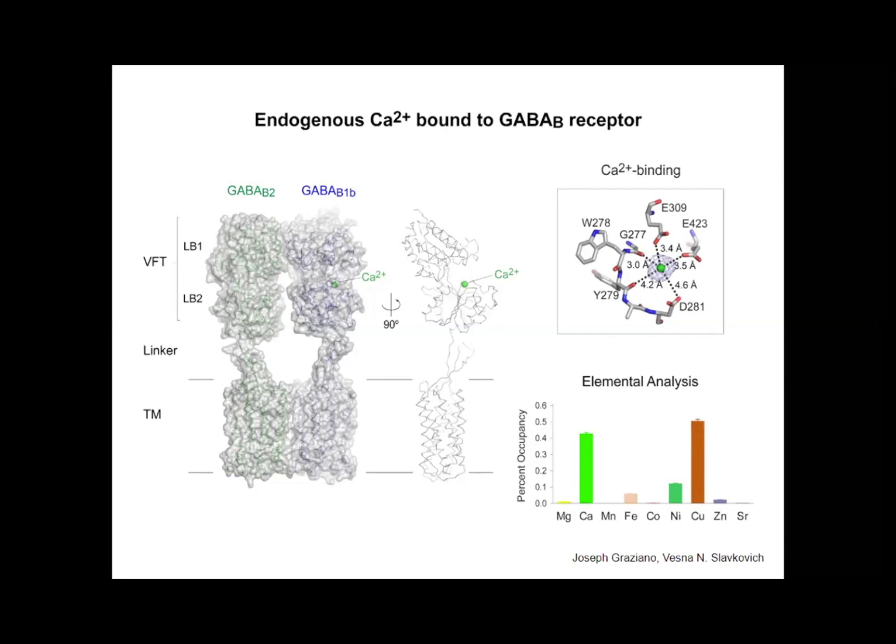Finally, our collaborators, Dr. Joseph Graziano and Dr. Vesna Slakovic, performed elemental analysis of purified GABAB receptor using inductively coupled plasma mass spectroscopy. They showed that calcium is present in our protein above background levels.